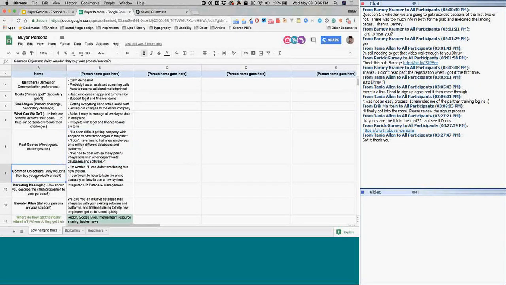The next item is the common objections. What are the reasons why they would not buy from you? Right? Because everybody has an objection, whether it's money, whether it's time, whether it's commitment. Everybody has some sort of objection before they commit to a business.